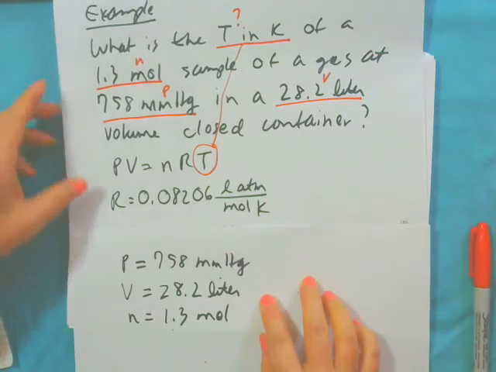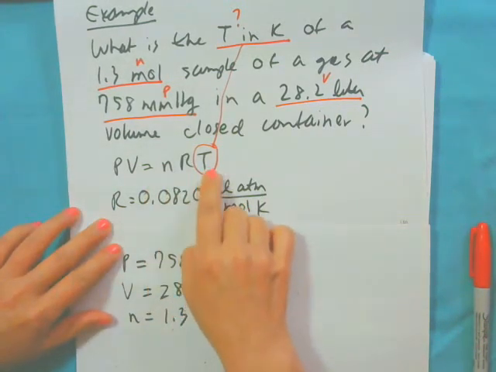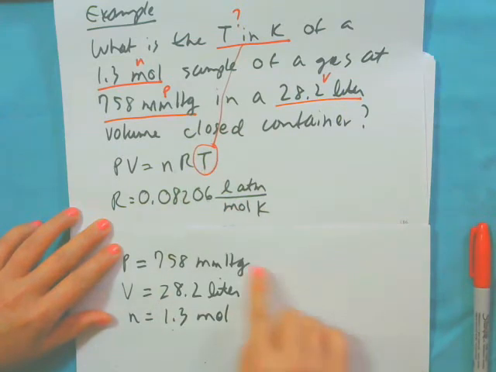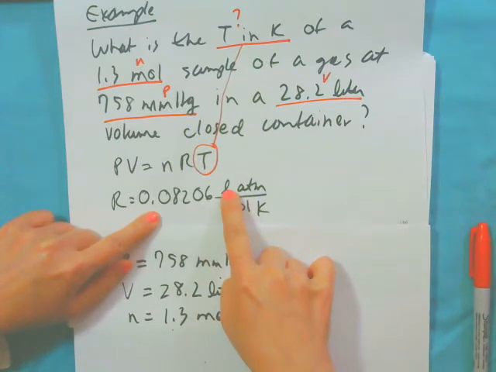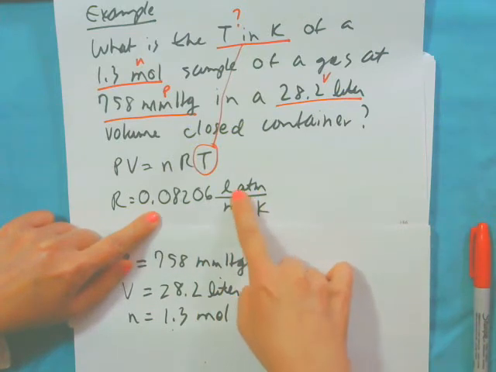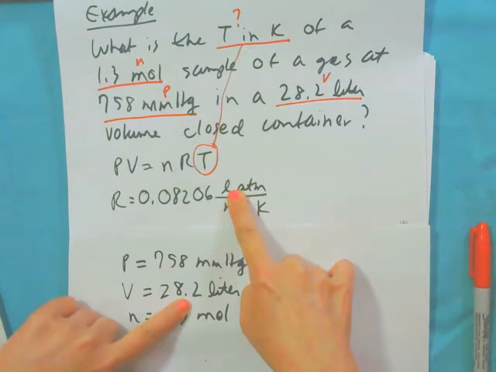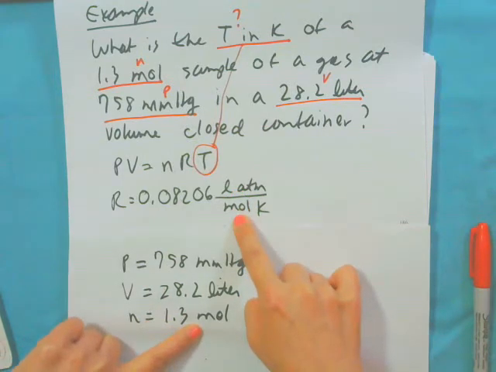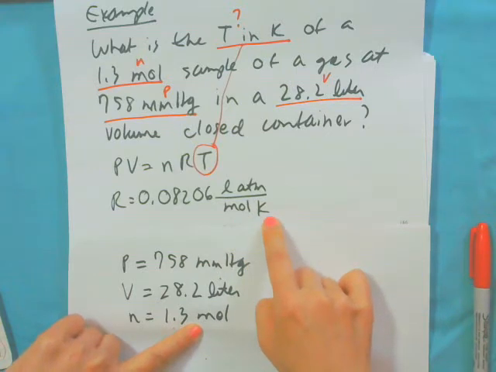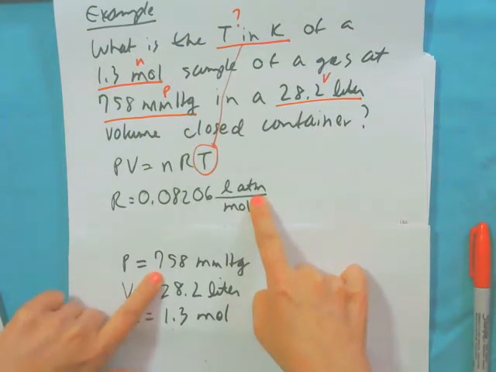I've got my equation all done. All I'm going to do is plug everything into the equation and then solve for T. Now before we do that, we want to take a look at the units of our R. R is in units of liter, atmosphere, mole, Kelvin. The volume in liters is good. The moles are good because that's moles. And we're looking for temperature in Kelvin, so you don't even have to convert it. But we've got units of pressure here in millimeters of mercury, and we need to have units of atmospheres.